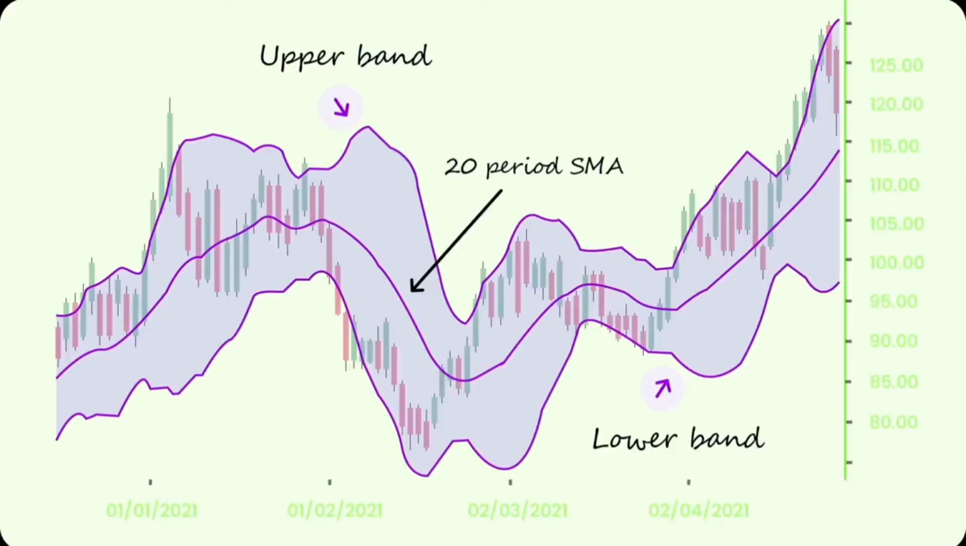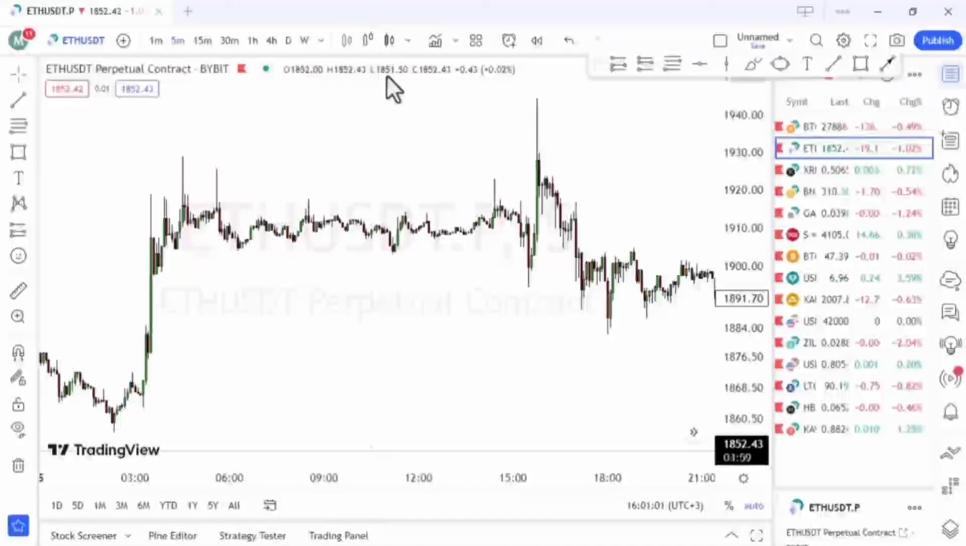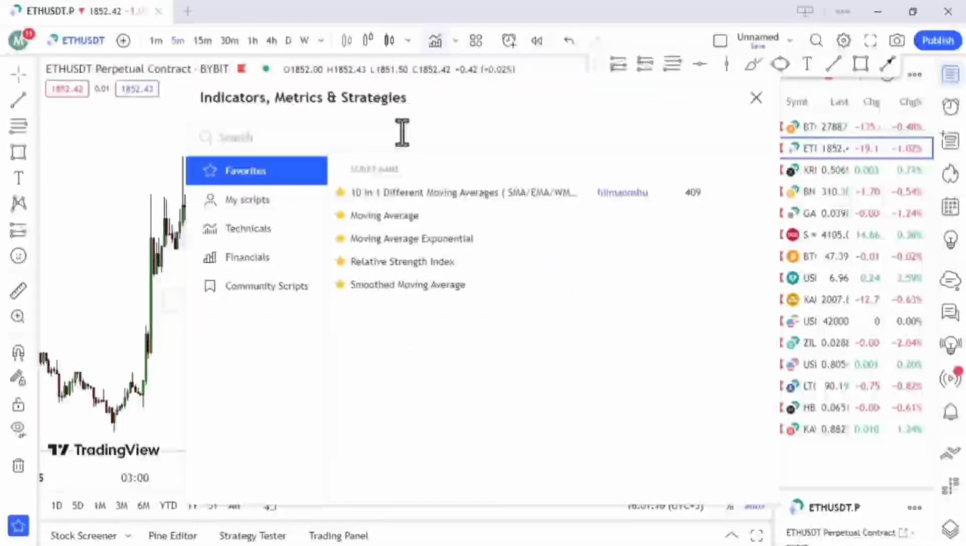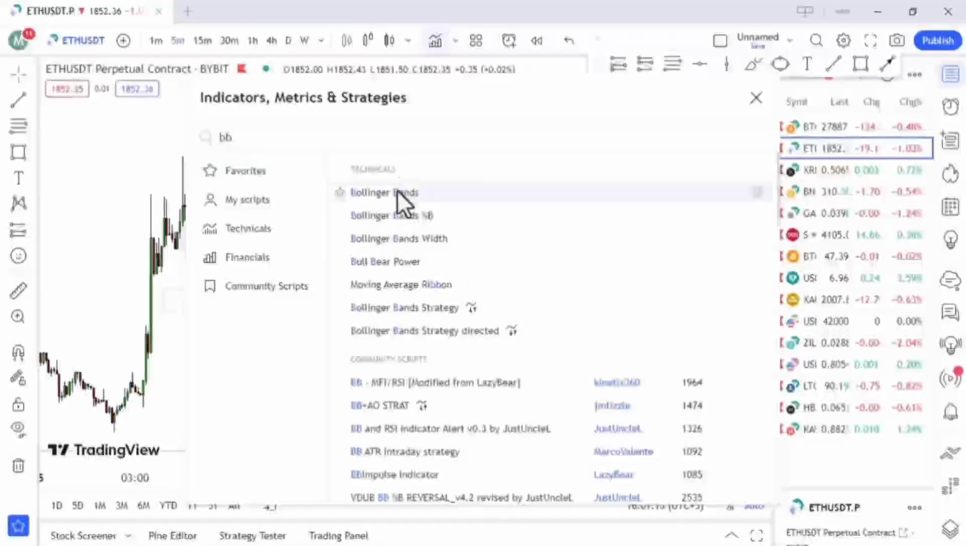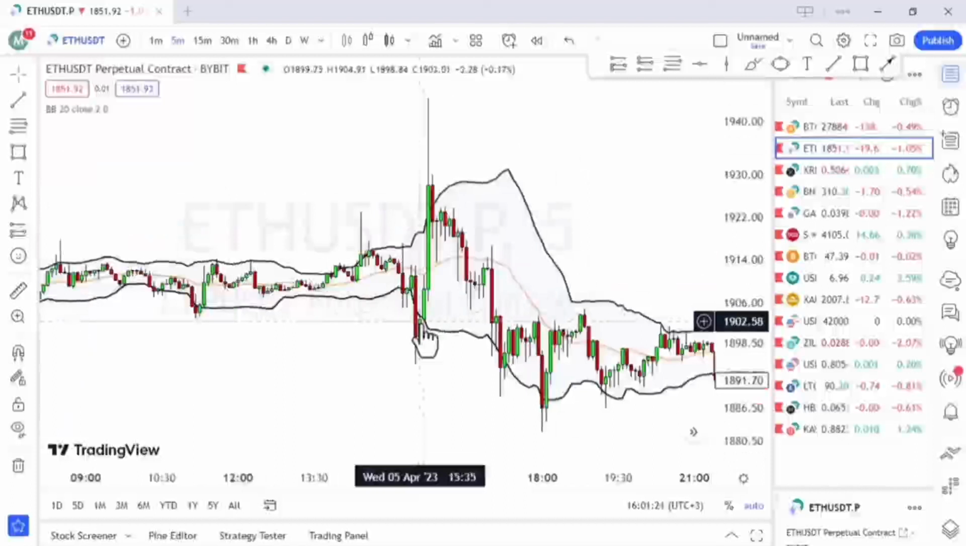Now let's go to the chart and see some examples. So let's first find the Bollinger Bands. It's really easy, just like the previous session. Like for RSI or moving averages, we go to the indicators section and simply write down Bollinger Bands or double B. The first one here is Bollinger Bands. We can make it a favorite and click on it. I highly recommend leaving it at the default settings. So this is how it looks.